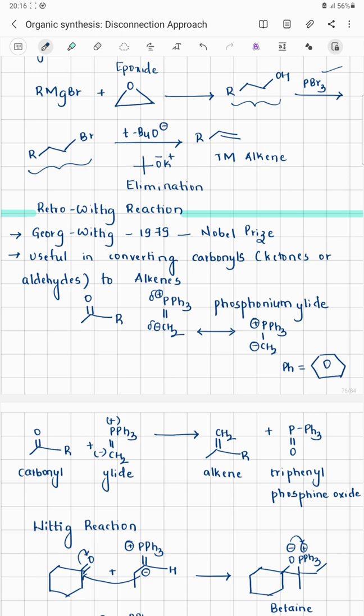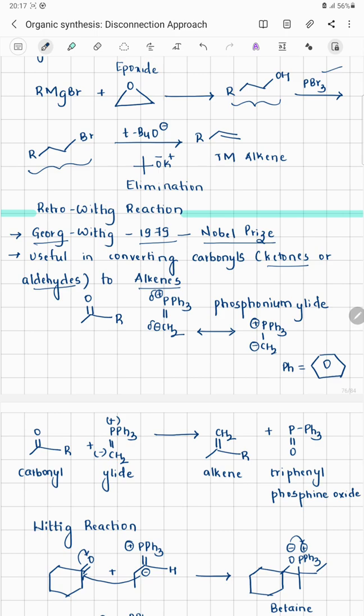For this synthesis of an alkene through the Wittig reaction, George Wittig in the year 1979 got a Nobel Prize. That means he tried to synthesize an alkene system, and hence in due course he got a Nobel Prize. Now what does this Wittig reaction generally involve? You have already seen this Wittig reaction with phosphonium ylide systems in your named reactions, in which it is nothing but conversion of carbonyl compounds like ketones or aldehydes to an alkene.